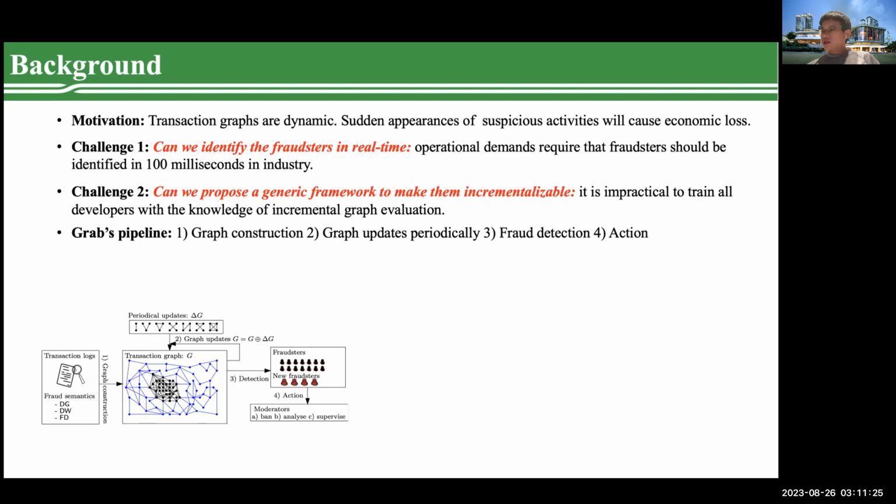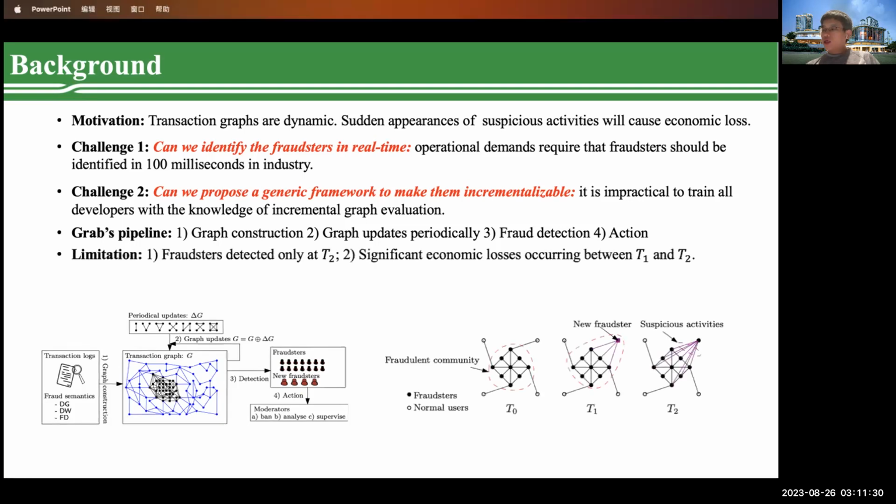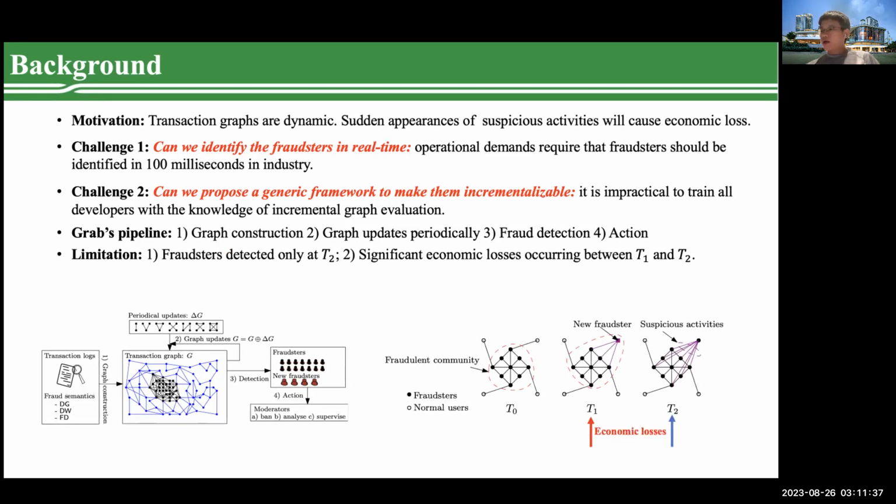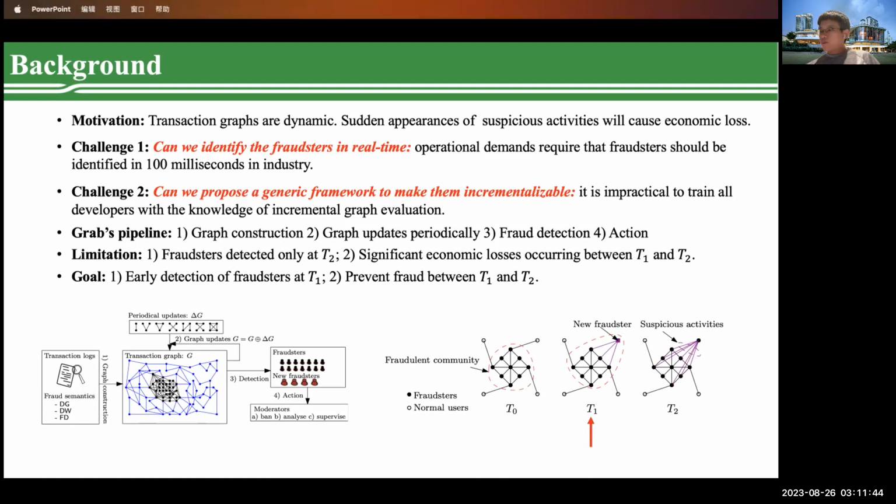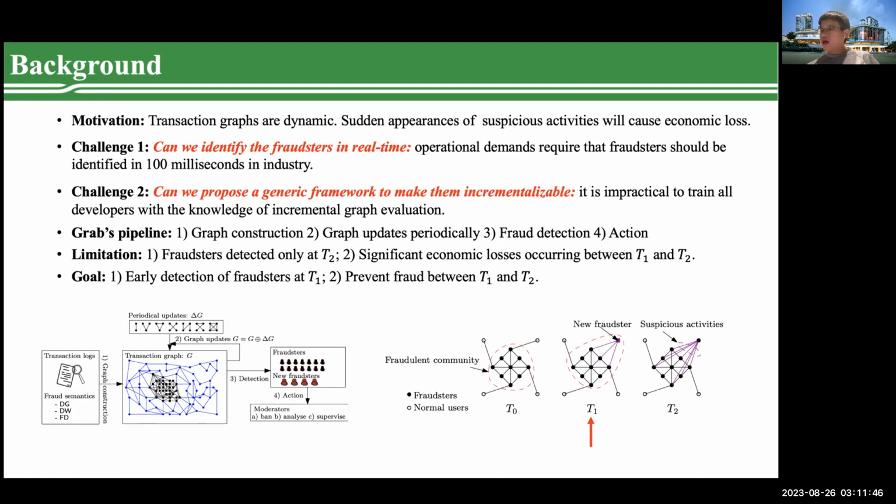However, even with this pipeline, there are limitations. Fraudsters are detected only at T2, leaving a gap between T1 and T2 where significant economic loss might occur unnoticed. This highlights the need for early detection to bridge this gap and prevent potential fraud activities. Therefore, we aim for early detection of fraudsters at T1, bridging the gap and preventing economic losses. Also, we aim to create a framework that supports incremental processing.